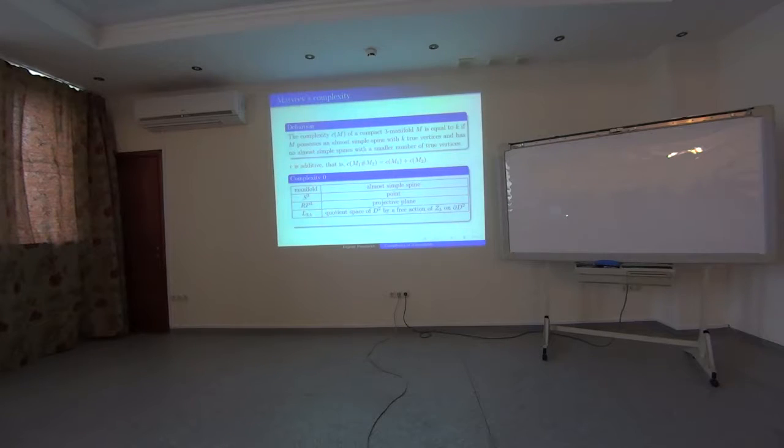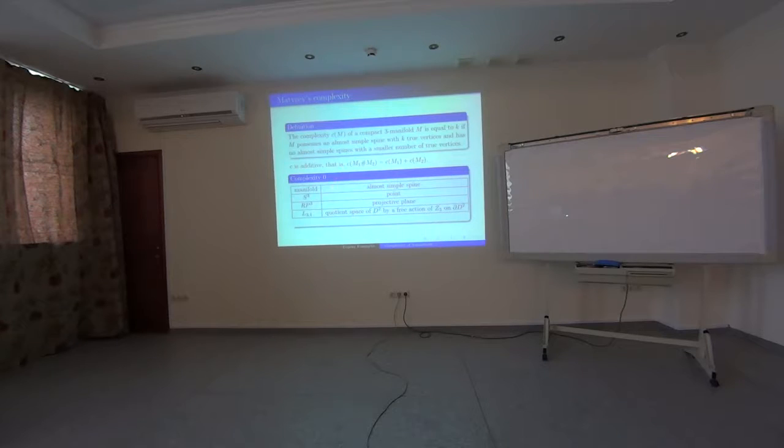So the main definition: the complexity of a compact three-manifold M is equal to k if M possesses an almost simple spine with k true vertices and has no almost simple spine with a smaller number of true vertices. Matveev proved that this complexity function is additive under connected sums, but let me just give a few examples.